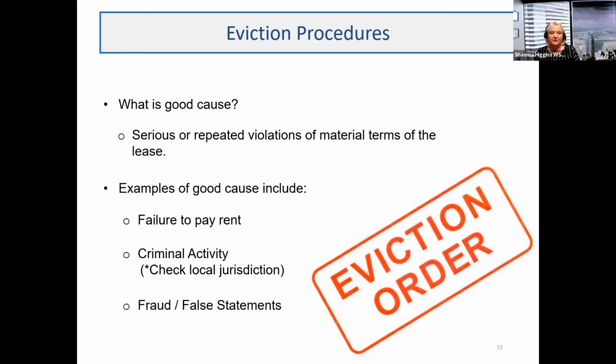Oh, criminal activity. Check your local jurisdiction, and fraud and false statements. So if they try to come in and not tell you about all of the money that they have so that they could income qualify, that would be a false statement.